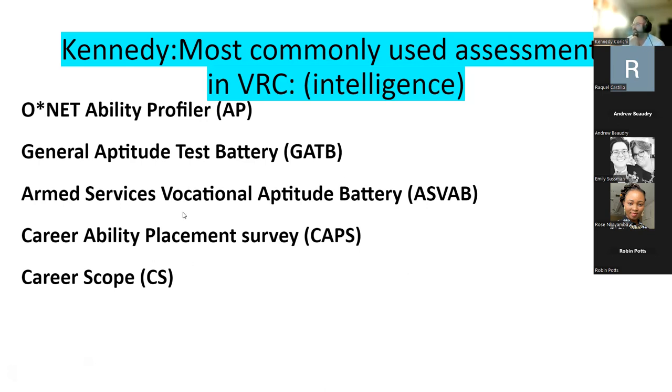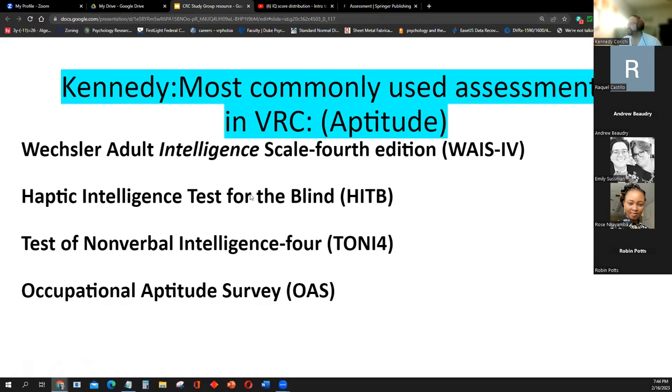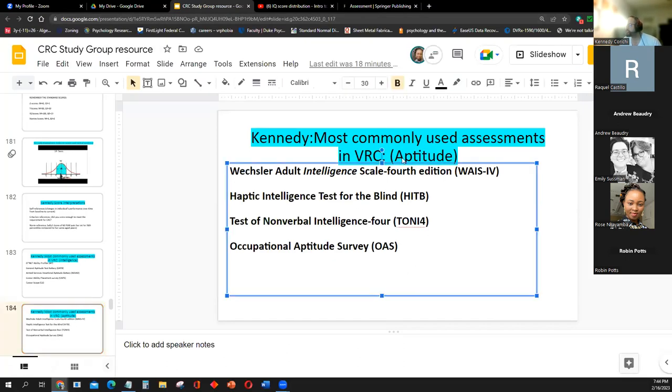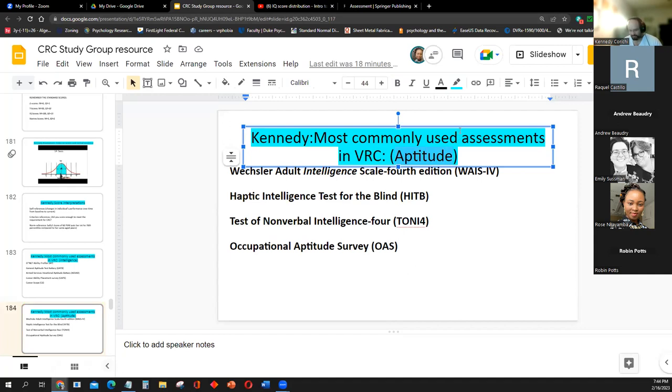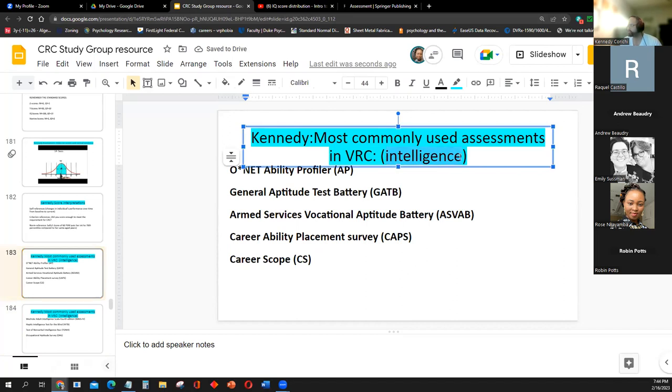Is this really intelligence? Yeah. Okay. No. I think I have two. Okay. I see what I did here. This is intelligence, and then this here is aptitudes.